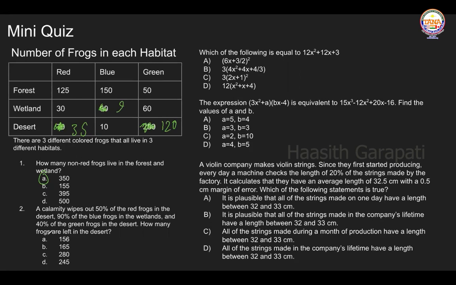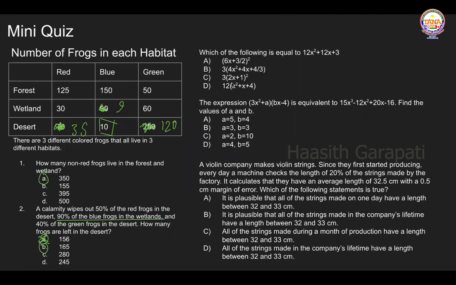Be careful, if you put A, that's going to be wrong, because remember, I said 90% of blue frogs in the wetlands. That was an awful underline. I wasn't talking about the desert. I was only talking about the wetlands. So if we add these values up, 35, 10, that's 45, 45 plus 120 is 165. You'll see B is the correct answer.